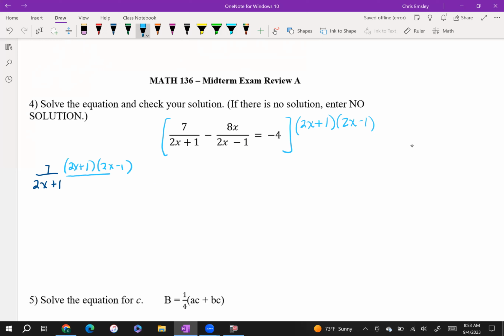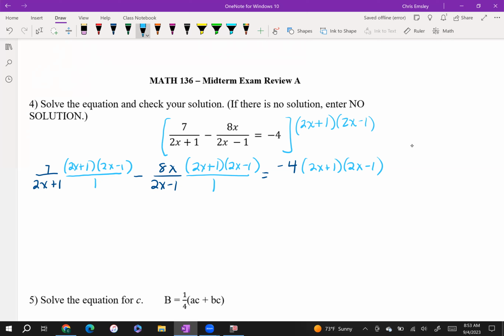If you want to, put that over 1, because that's really a whole number. We multiply so that helps you line up your fractions when you're multiplying. And then we had minus 8x over 2x minus 1, and that gets multiplied by that same thing. We have our equals -4, and even though there's no fraction over there, we still got to multiply that, or we've messed up our equation. We got to multiply everything by the same to keep it equal.